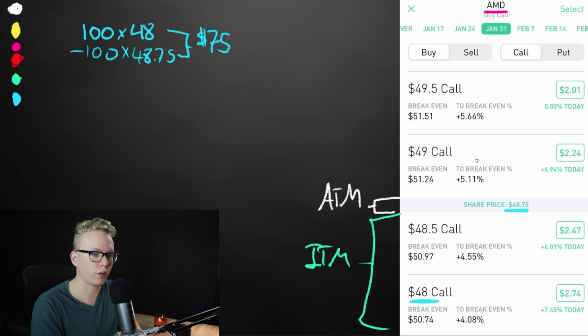And how about these ones that are above the share price? You can see the $49 is higher than $48.75. Well, you're buying 100 shares at a higher price than you can buy at the market. Why would you want to do that? You just buy it at the market. It's cheaper. So if you exercised it, you'd buy at 49, sell at 48.75, you'd actually be at a loss. So you never exercise this kind of call option.